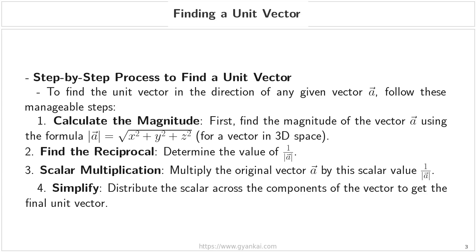And finally, step 4. Simplify. To finish the problem, simply distribute that scalar value across all the individual components of your vector. Once you've distributed the value, you'll be left with your final unit vector. In the next slide, I'll show you a real-world analogy to help you visualize why this process of maintaining direction while changing magnitude is so important. And then we will walk through a concrete numerical example together.